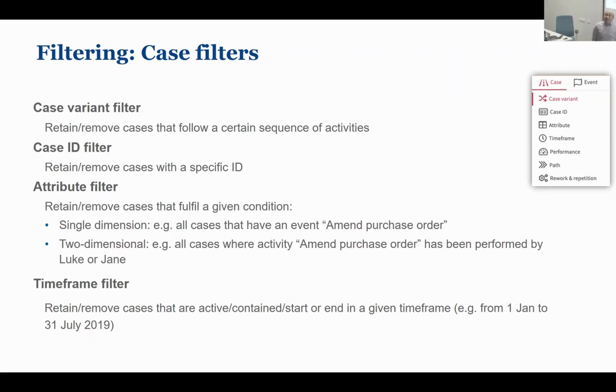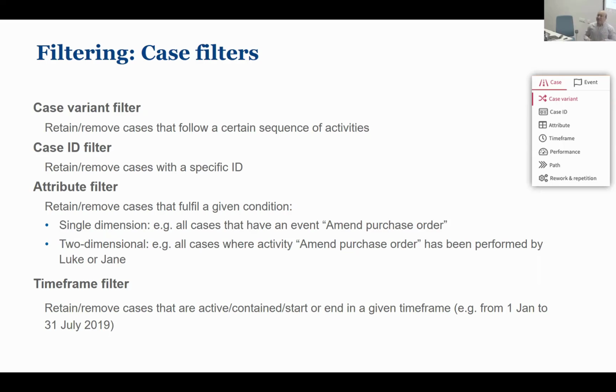You can filter and only retain the data of some of the patients, case IDs, or of some of the loans. Say you want to focus on a small number of loans and see how they evolve over time. You can apply that filter. You can apply also an attribute filter, which allows you, for example, to retain only those cases where a certain activity occurs. So if you want to filter only those cases where an activity occurred, you use an attribute filter.